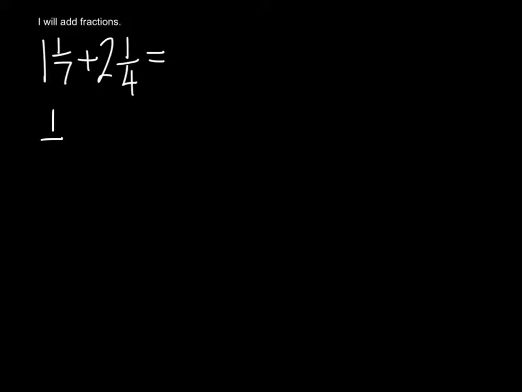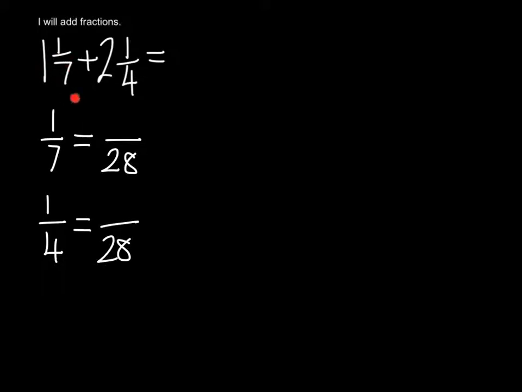So I'm going to look at 1/7 and I'm going to look at 1/4. Now I know that my lowest common multiple of 7 and 4 is 28, because if I multiply together the 7 and the 4, 7 4s are 28, so I know that I can work out my denominator as 28.